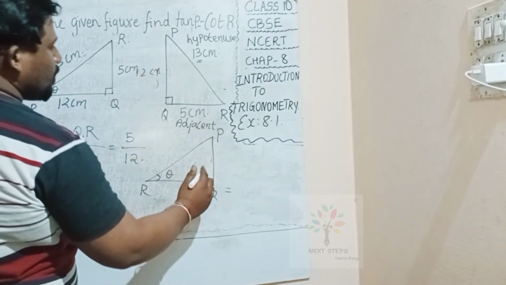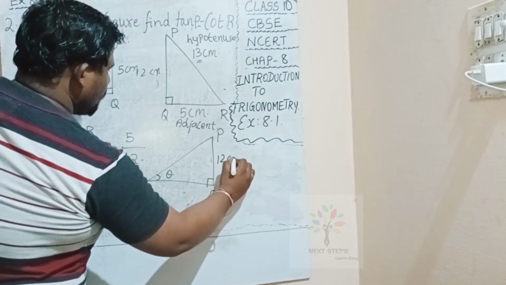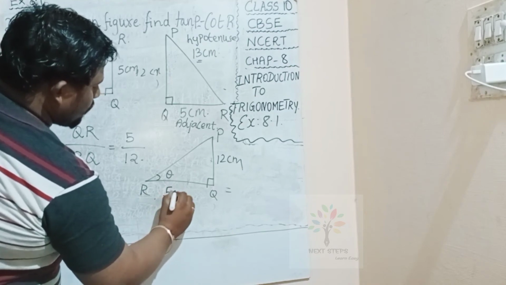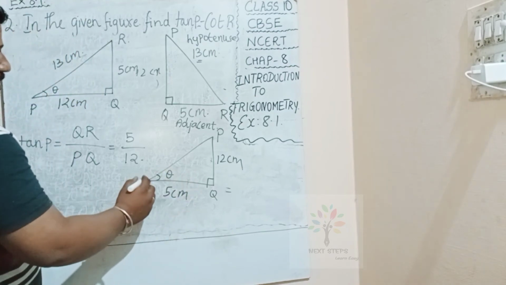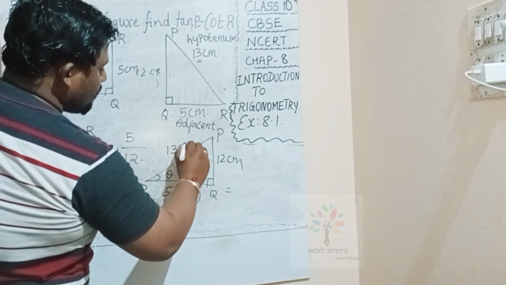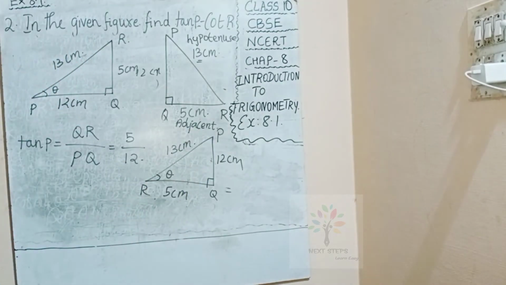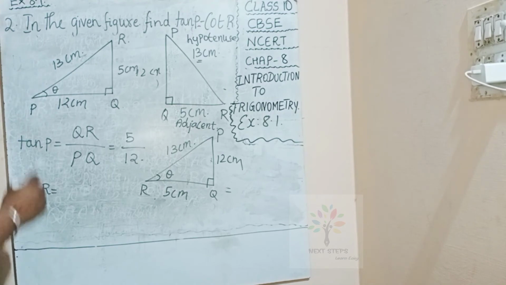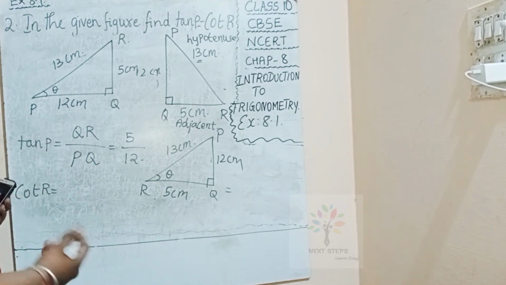What is the value for PQ here? The value for PQ is 12 centimeter. What is the value for QR? The value for QR is 5 centimeter. What is the value for PR? The value for PR is 13 centimeter. Now we have to find what is the cot R value. The cot R is none other than 1 divided by tan theta. Cot theta is equal to 1 divided by tan theta.